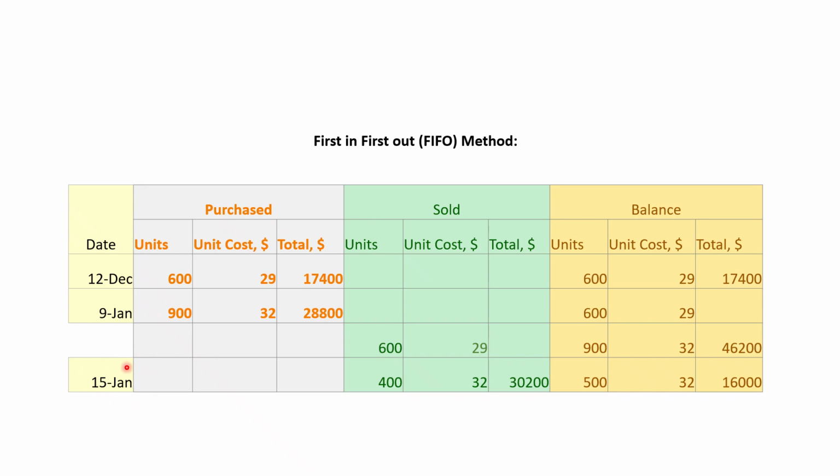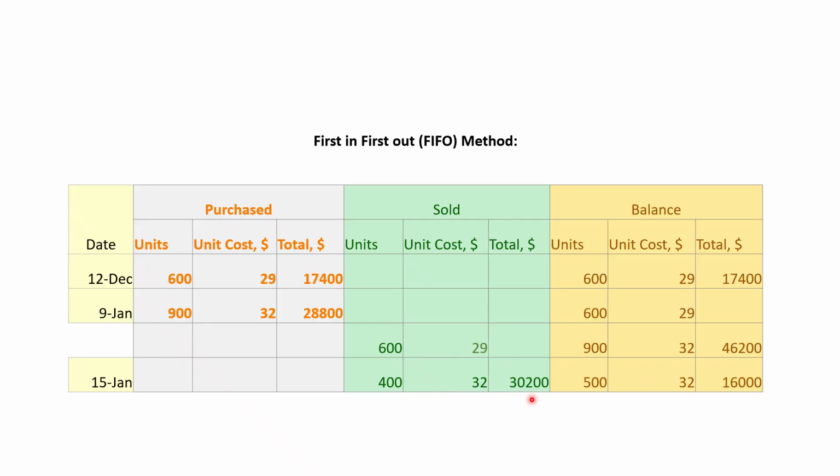Out of these 1,000, what would be the cost price of these 1,000 units? As we are following first in first out, out of that 1,000 we will need to sell first of all the 600 units that were purchased on 12 December 2018, that were previously bought. So the previously purchased 600 units will be sold out first, those at $29, then the remaining 400 units out of 1,000, their cost price is $32. So 400 multiplied by 32 and 600 multiplied by 29. The total of these 1,000 units, at 29 and 32, would be 30,200.